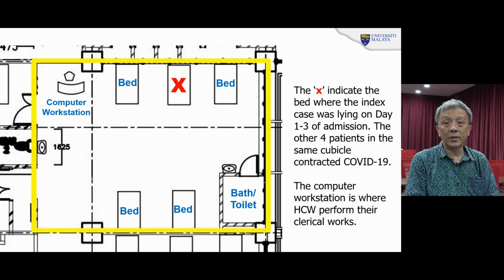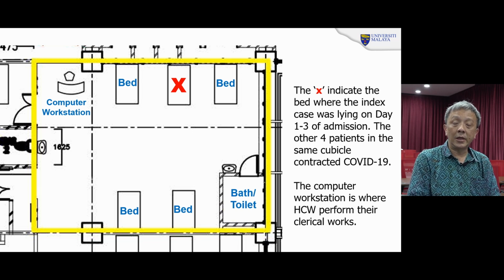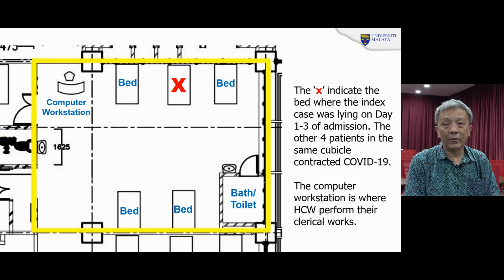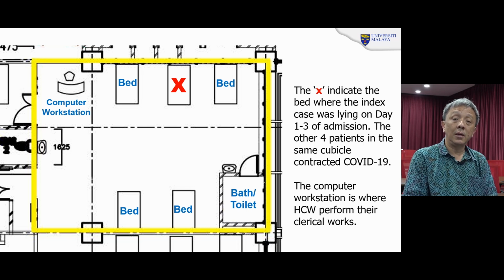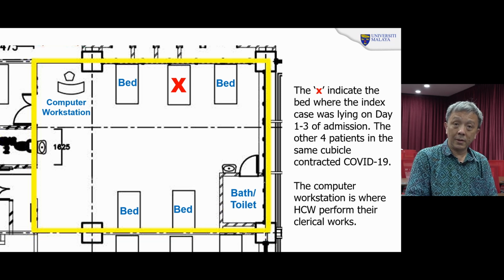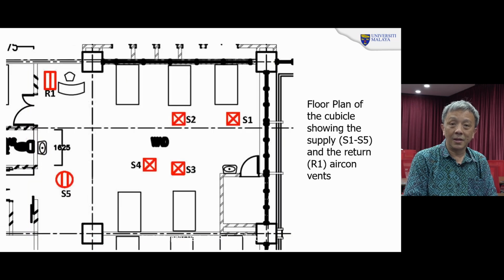So there is a computer workstation at the corner of the room where the healthcare worker needs to perform their clerical work, because UMMC is a paperless hospital where medical records are all electronic. The healthcare worker needs to enter the medical record into the computer once they have completed the clocking of the patient.